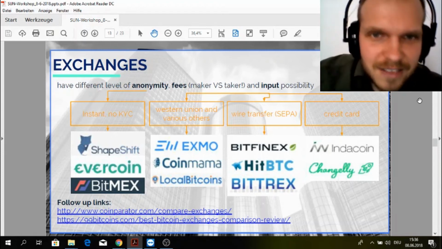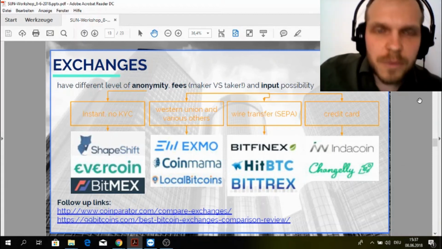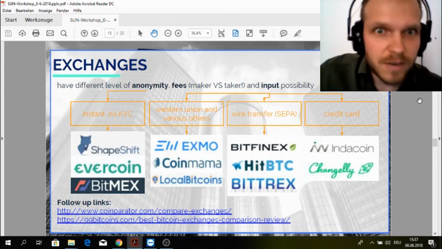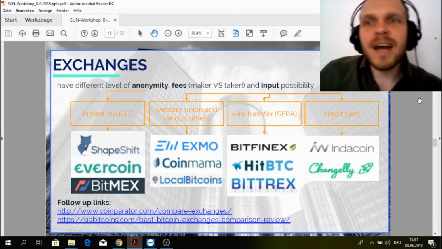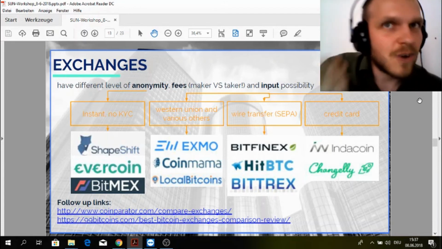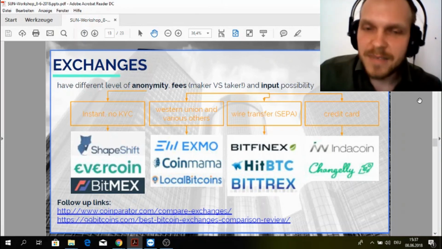Important to understand is, if you are using an exchange, the exchange owns your private key. So you are not 100% in control of your cryptocurrencies. That is why it is somewhat risky, because you're giving away the control of your coins, of your money.